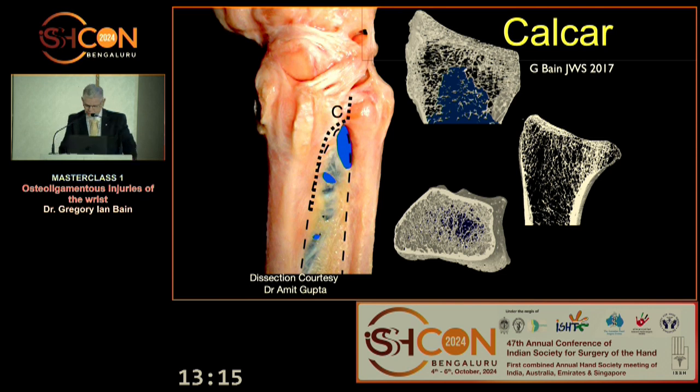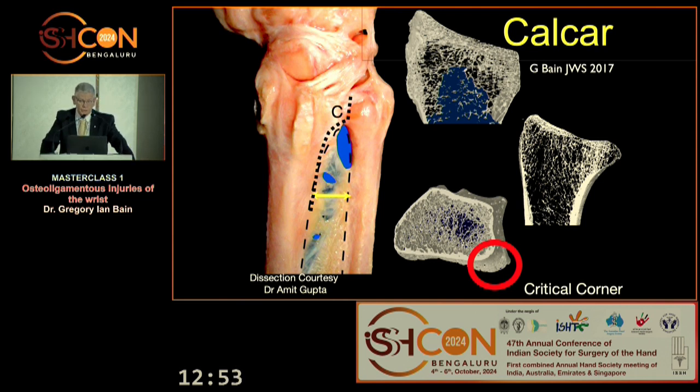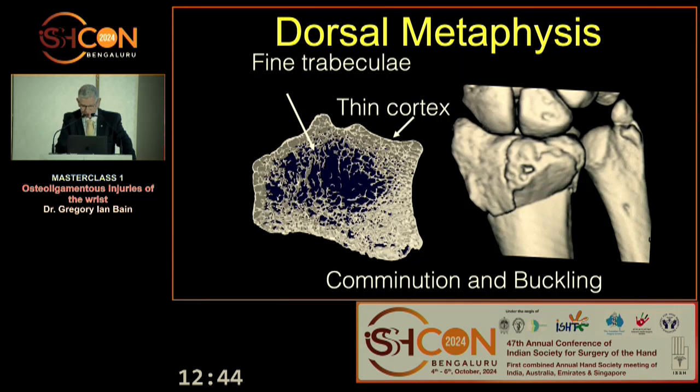The other point that's interesting is that the calcar is thickened both in the anterior and posterior planes, and we can see on the image on the right how we've got the subchondral bone plate with the fibres, with the trabeculae passing down to the volar aspect of the shaft of the radius. This is the critical corner. The critical corner is important for taking the load from the distal radio-ulnar joint and from the lunate facet, but also providing stability to the distal radio-ulnar joint and the radiocarpal complex.